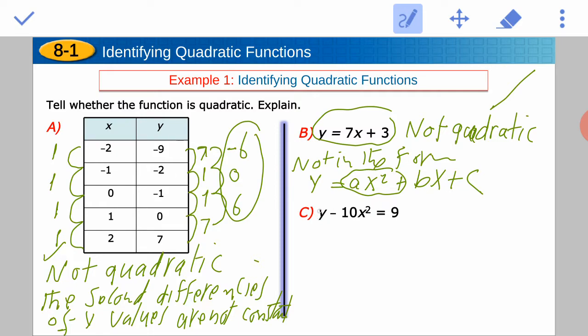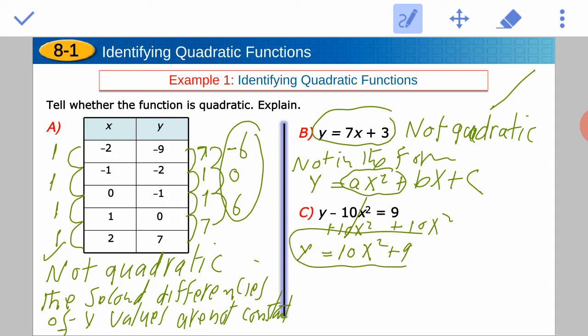We need to isolate the variable y at the beginning in order to get this equation written in the standard form. So to isolate the y, we add 10x squared to both sides. These two terms cross out each other, and now y is isolated and is equal to... When you write this side, guys, you need to write it in the standard form. You start from the largest power. So the largest power is 10x squared plus 9.